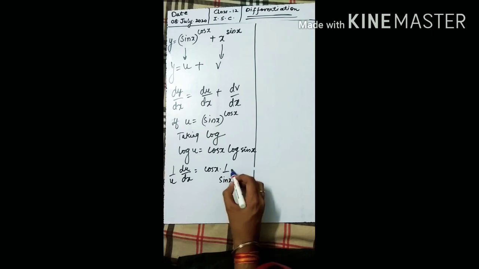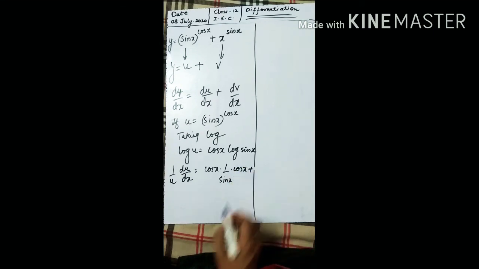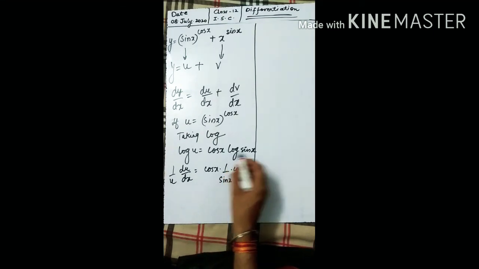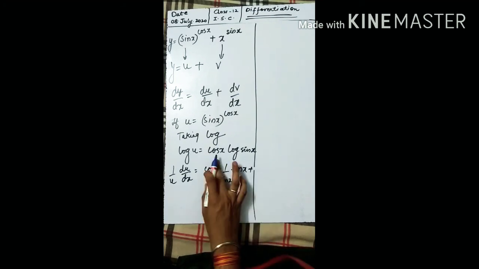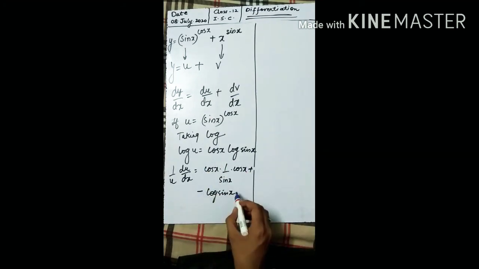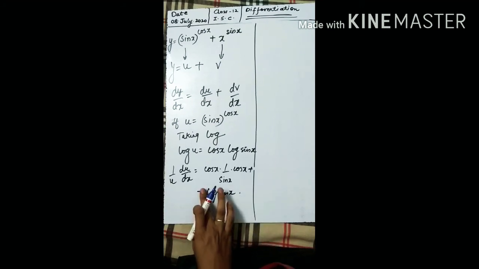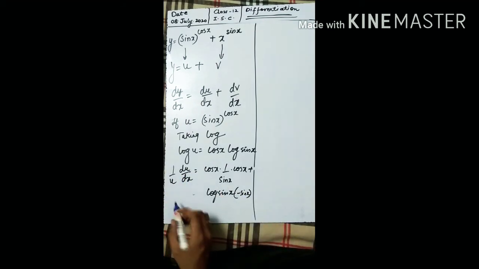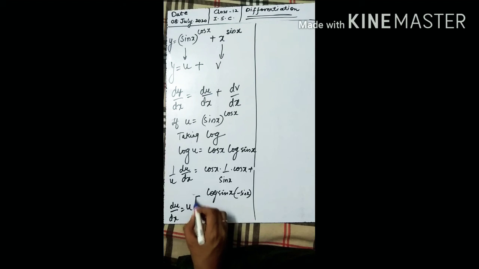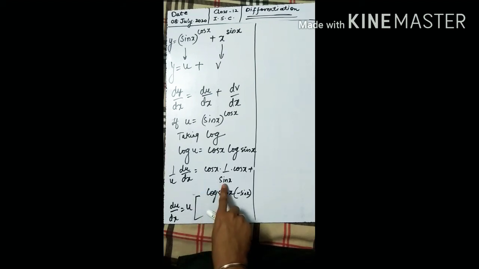Will be 1 upon sine, and sine differentiation is cos, plus keep log sin x as it is, differentiation of cos x will be what? Minus of sin x. Okay, minus of sin x. Now take this u here, so what will be your du/dx? This will be u in the bracket, cos upon sin is what?